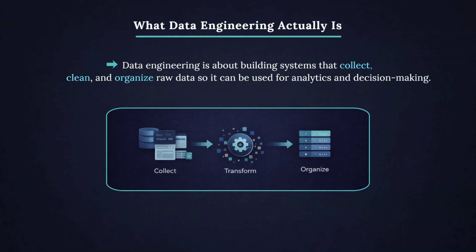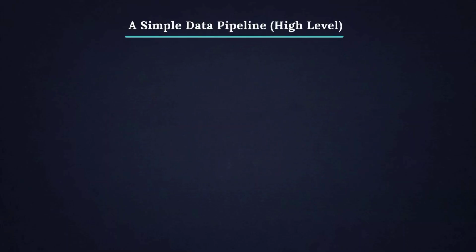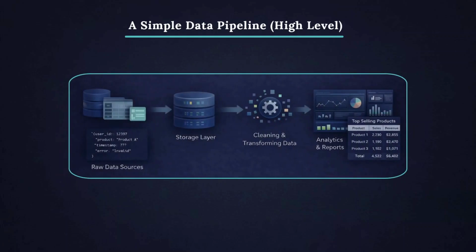Now, let's bring everything together with a simple real world example. Imagine a company wants to understand its sales performance. The problem here is sales data doesn't come from just one place. Some data comes from databases, some comes from Excel files, and some comes from JSON logs generated by the applications. All of this data is raw, scattered, and inconsistent, which makes it harder to use directly.